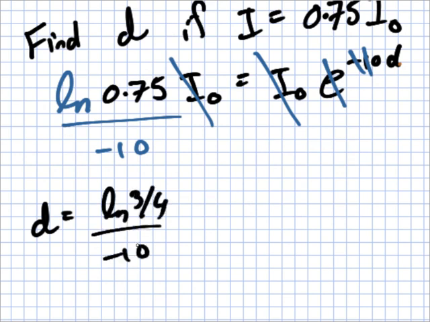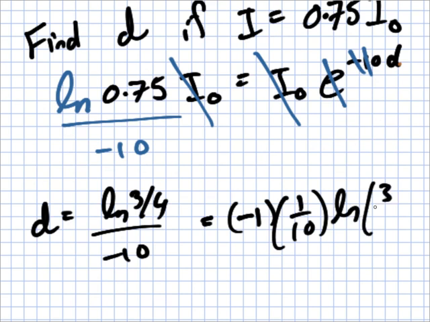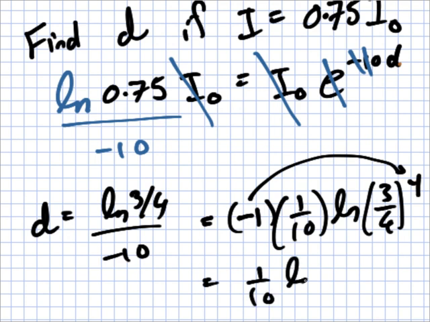Now we need to clean this up, because I don't think that's any of the answers, is it? Well, firstly the minus. Think about it like this. This is minus 1 times 1 over 10 times log 3 over 4. And what are we allowed to do with these coefficients when we have logs? We can bring them up to the power. I'll bring the minus 1 up, and it'll be 1/10 log 4 over 3, which is answer A.